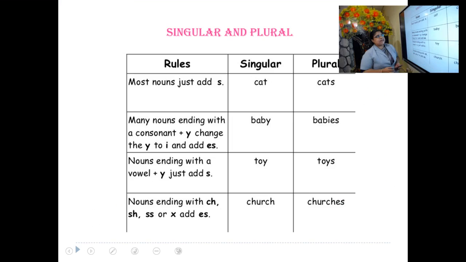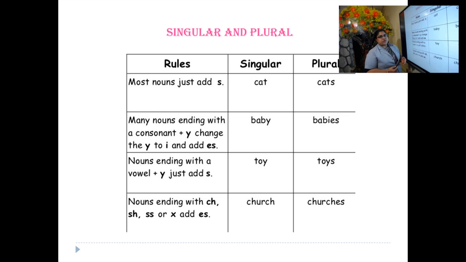Before going to today's class, we can just revise what we studied in the last class. Last class we studied what singular and plural are, and some of the rules. The first rule is how to change a singular to a plural by adding s to the word. Most nouns just add s. So when you add s, it changes to the plural noun: cat, cats.